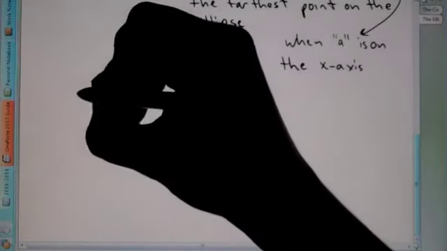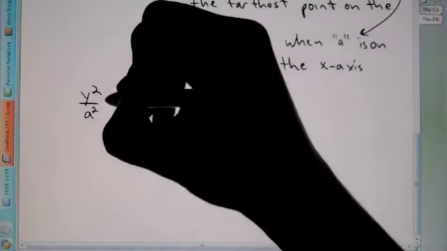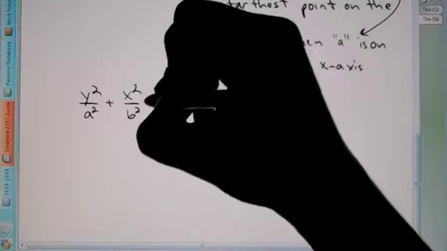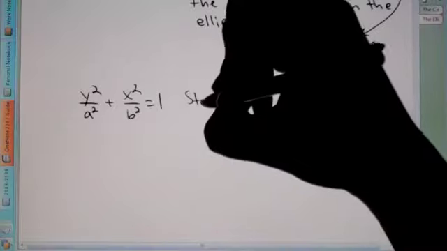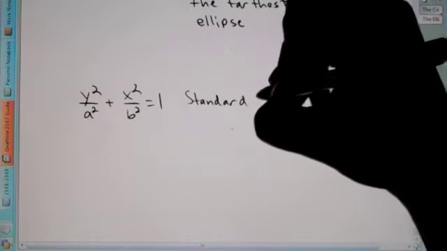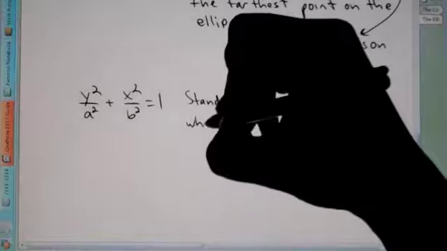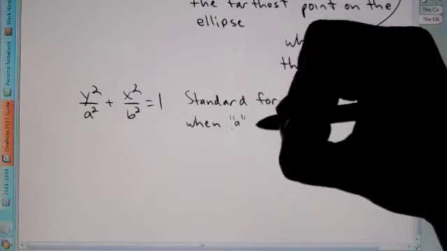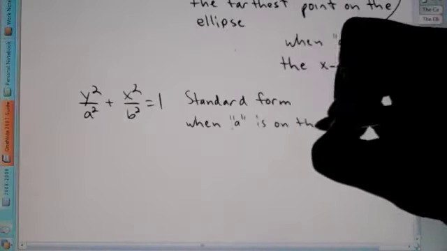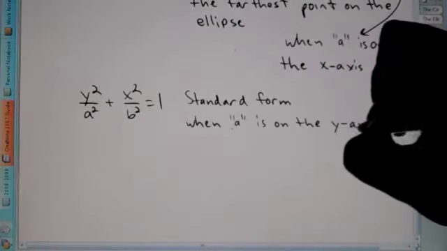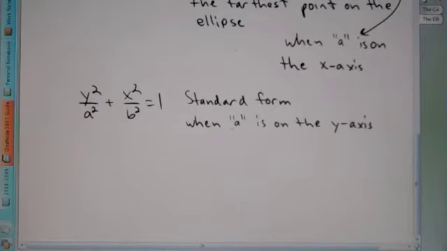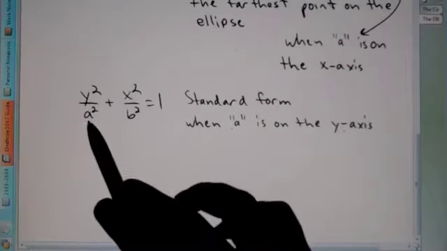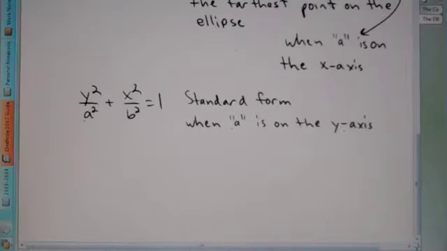The other formula is y squared over a squared plus x squared over b squared equals 1. This is also standard form, when a is on the y-axis. And again, a is always going to be on the semi-major axis. Whether it's the y-axis or the x-axis will vary, but a always relates to the semi-major axis.